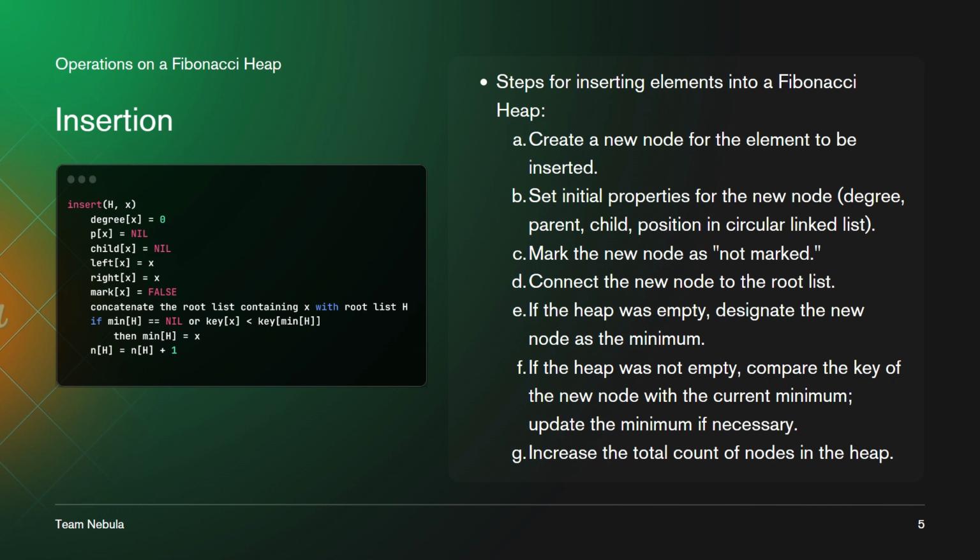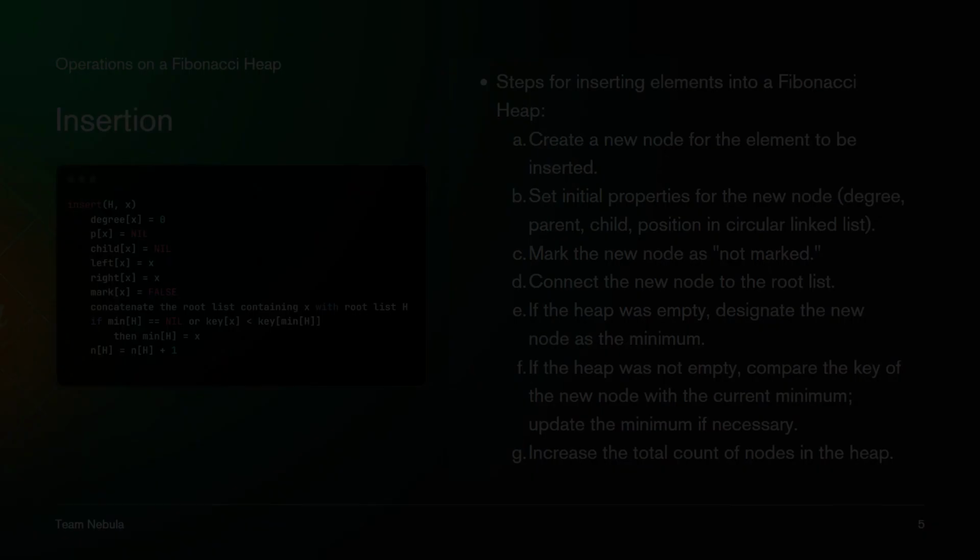Now, we are going to put this new node in the heap. So, we connect it to the root list. This means it's not a child of any other node and it's at the same level as other root nodes. If the heap was empty before we inserted this node, we simply mark this new node as the minimum. If the heap wasn't empty, we compare the key of this new node with the key of the current minimum node. If the new node's key is smaller, we update the minimum to be this new node. Finally, we increase the total count of nodes in the whole heap.